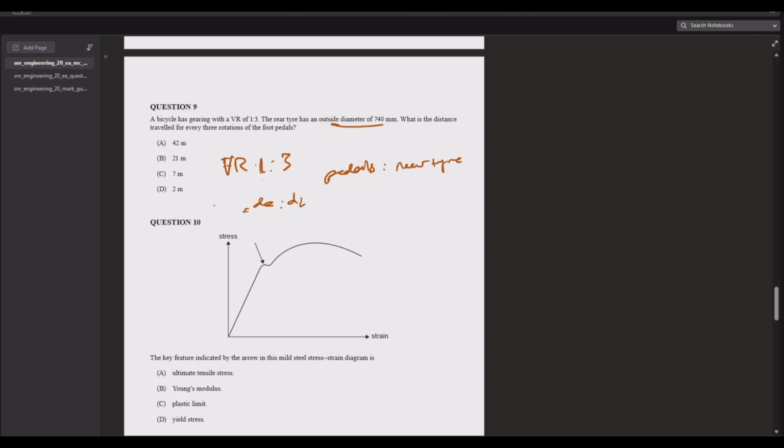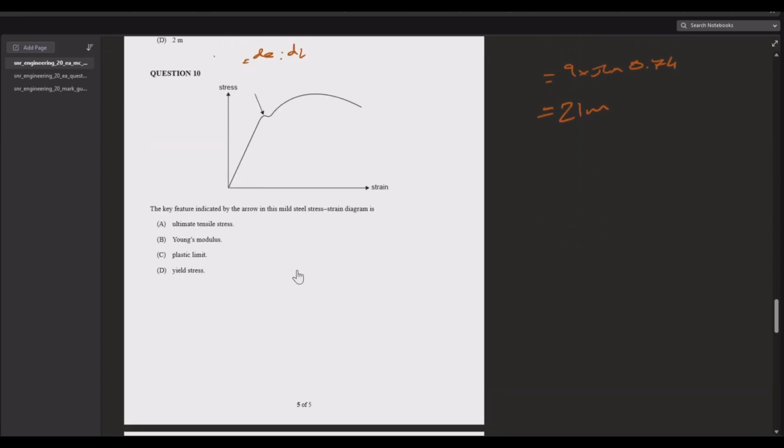To know how much distance, first we're going to find out the distance that one revolution of the rear tire is going to take, and we know our circumference is just 2 pi r, so jump over and go pi diameter, and times that by 9. And then that is all going to come to 9 times pi times 0.74, don't forget 0.74, not 740, not 7.4. Chuck that into your calculator. And we're going to get roughly 21 meters. And that's answer B.